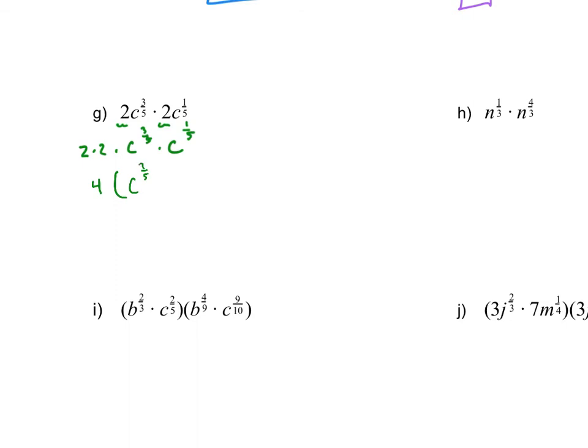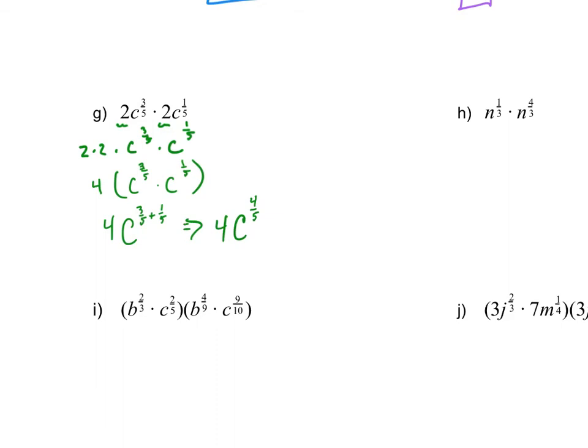C to the 3/5 times c to the 1/5, and we know that when we are multiplying like bases, we go ahead and add our exponents. So I have 4 times c to the 3/5 plus 1/5, which is going to be equal to 4c to the 4/5. There we go, that expression simplified.